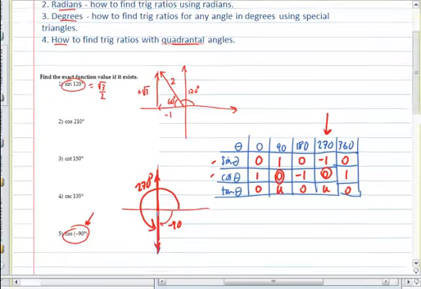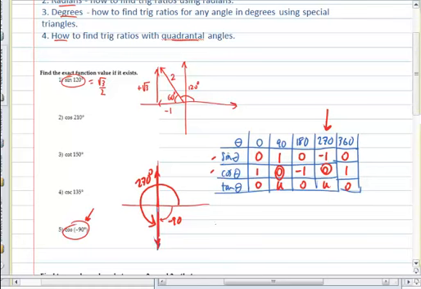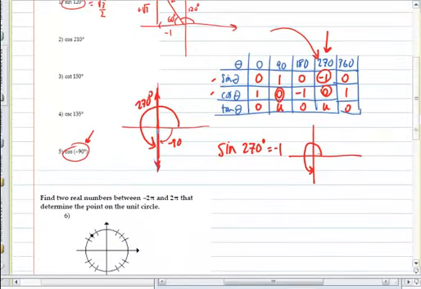Let's just say, for one more example, I asked you for the sine of, let's just say, 270 degrees. Then you would go to the table again. You would know 270 would be there. You go to the table and you would notice that the sine ratio for 270 would be -1. Moving along, let's look at some other problems.